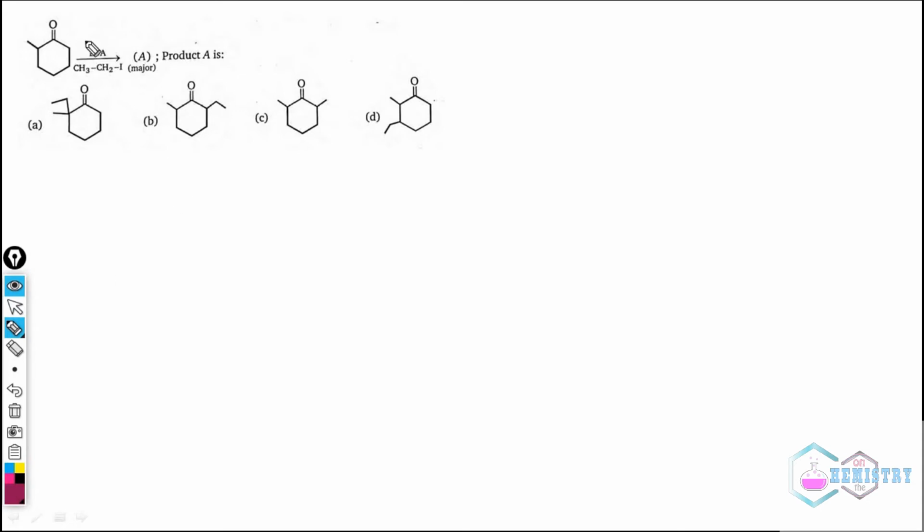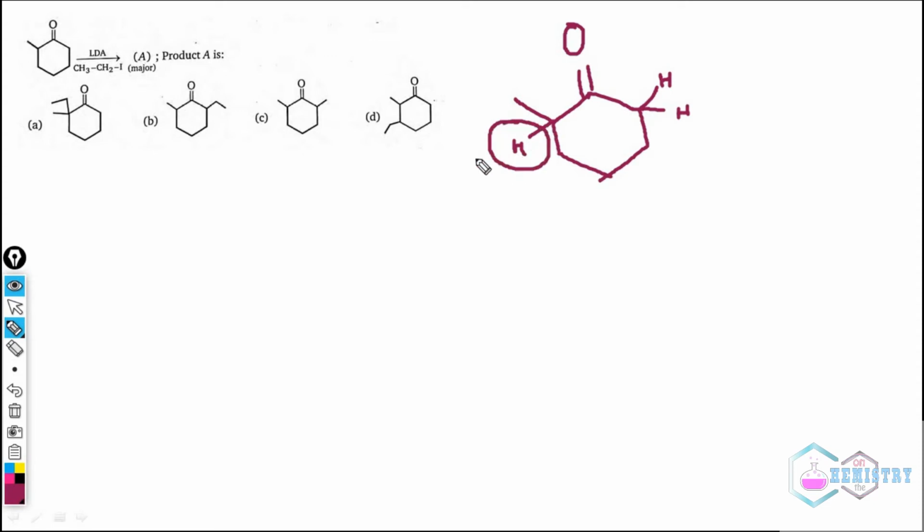Now LDA is quite similar to the first problem. LDA is a base and it will abstract the most acidic hydrogen. Now the question is, this one has 1 hydrogen and this one has 2 hydrogen. Which one of these will be the most acidic hydrogen? In general, this part is most acidic, but when a bulky base is used, the presence of this methyl group will create a steric hindrance for a bulky base.